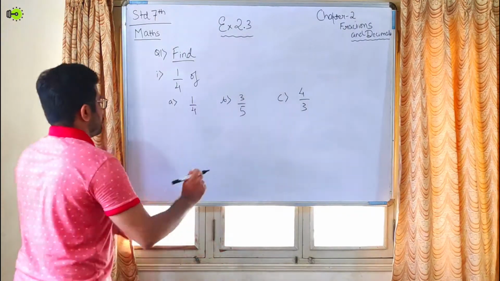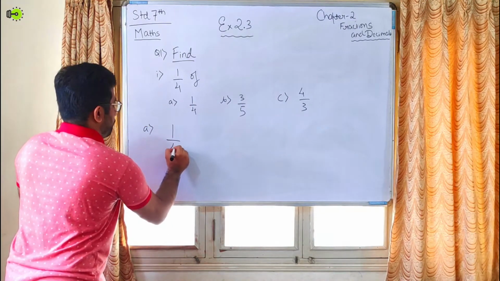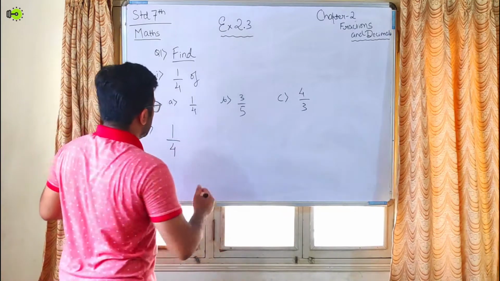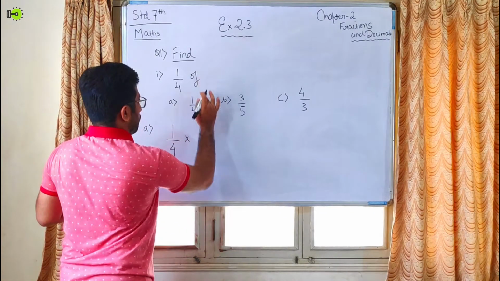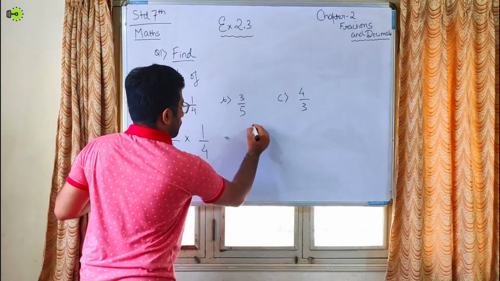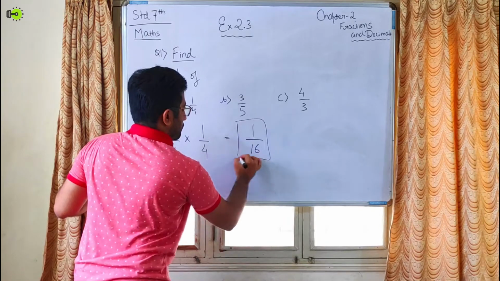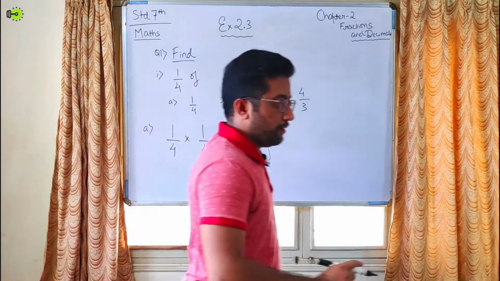So let us solve the first question, that is a. 1/4 of, here of means multiplication, so we'll multiply 1/4 with this one, that is 1/4. So the answer will be 1/4 into 4, that is 16. Okay, hope you are clear.